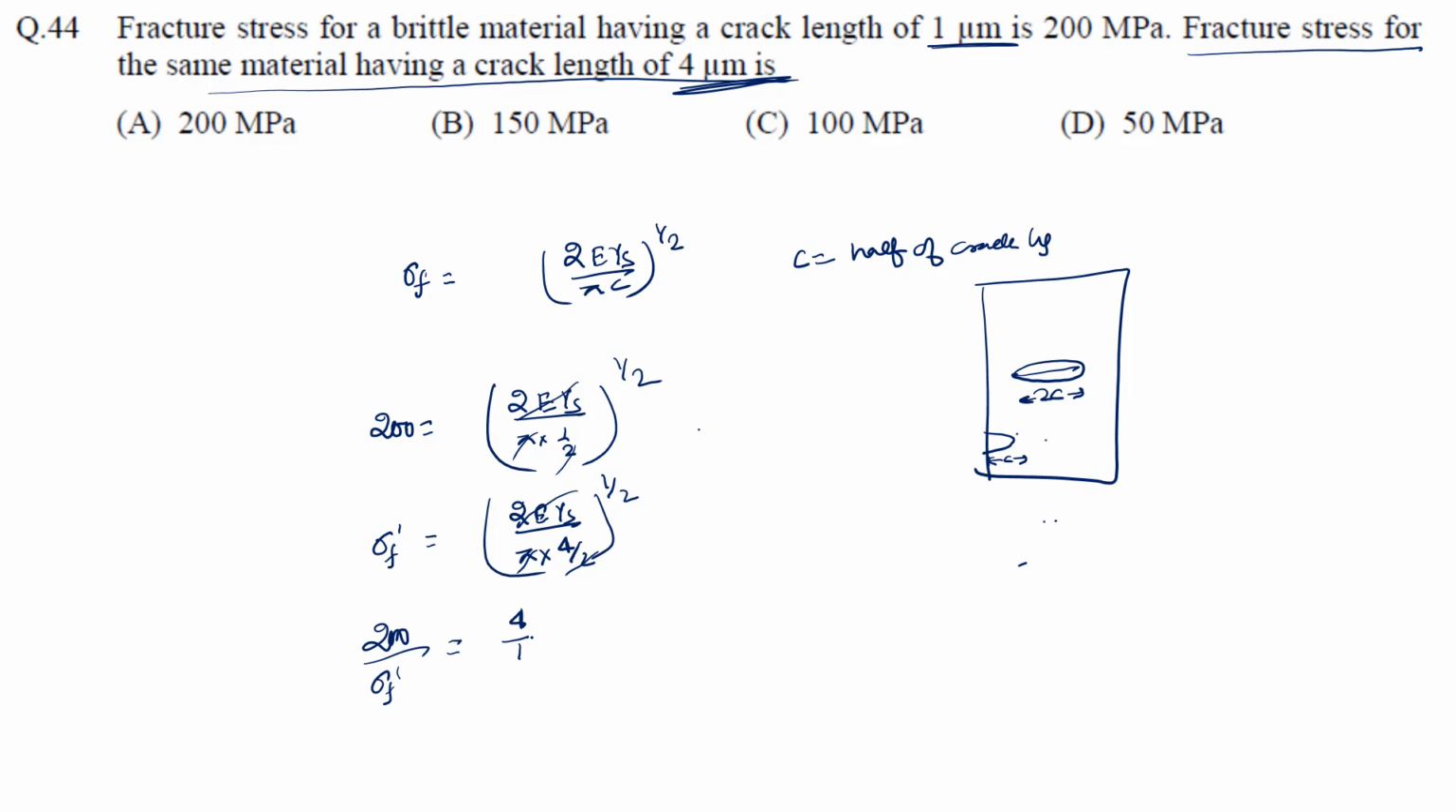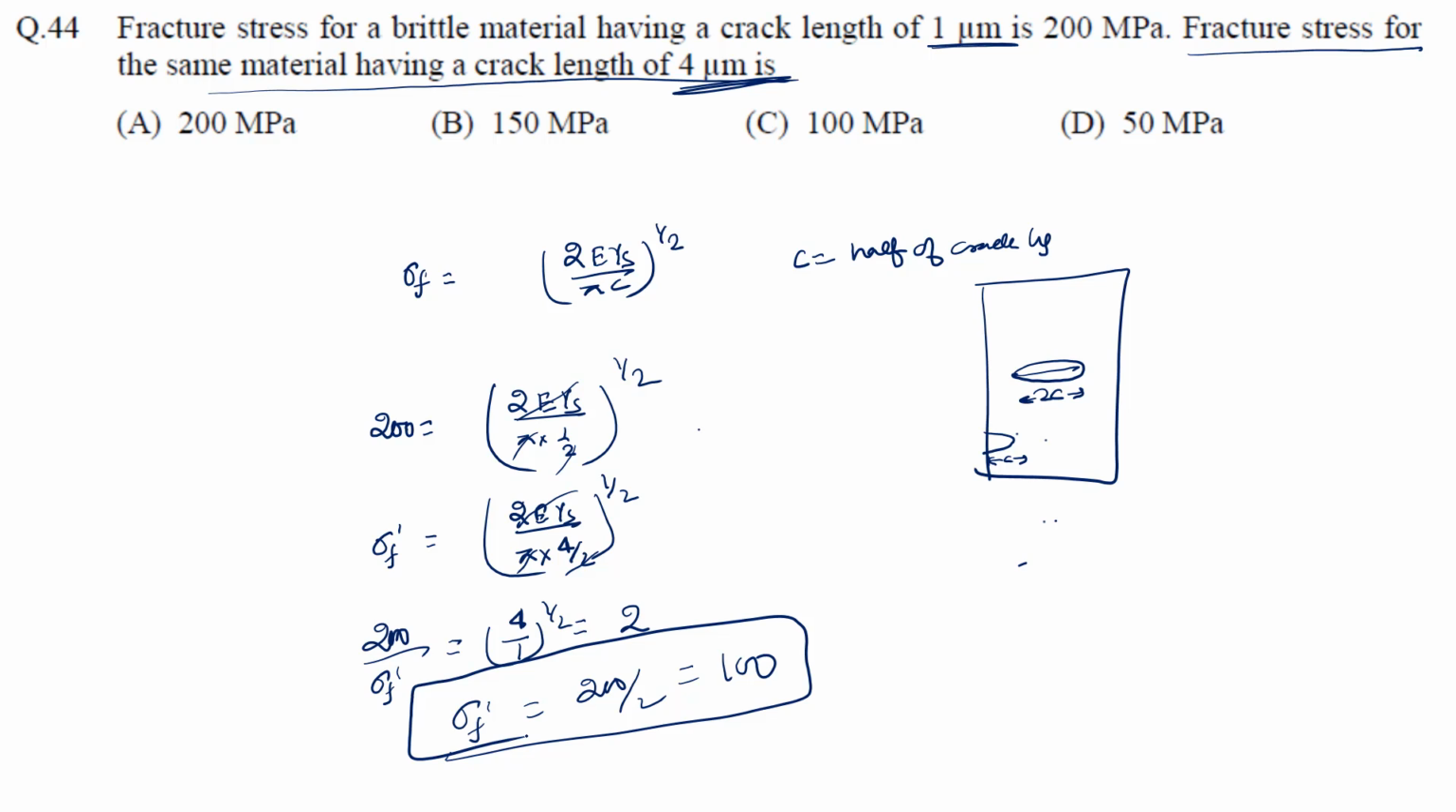So here it will be 4 by 1 to the power half, so it will be 2. Sigma f dash equal to 200 by 2, it will be 100. That means when we increase the crack size C, sigma f decreases, right? So here also, sigma f is inversely proportional to C, right? As the size of the crack increases, the fracture will happen at a lower stress. Okay guys, so option C is the correct one.